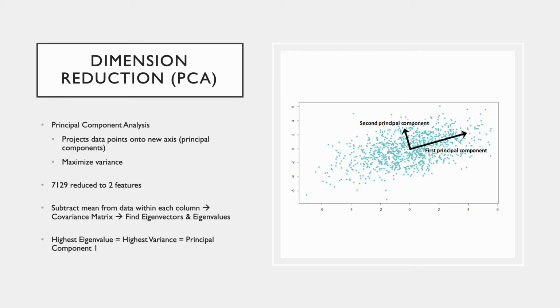The general process of PCA is that we first subtract the mean from the data within each column, calculate the covariance matrix, and apply certain matrix operations to find the eigenvectors and the eigenvalues. The corresponding eigenvector with the highest eigenvalue corresponds to principal component 1. And principal component 1 is the axis that captures the most variance of the data.